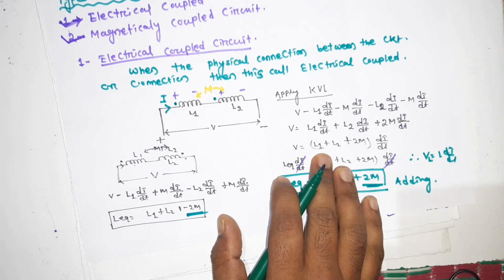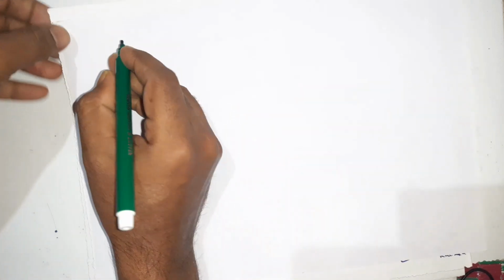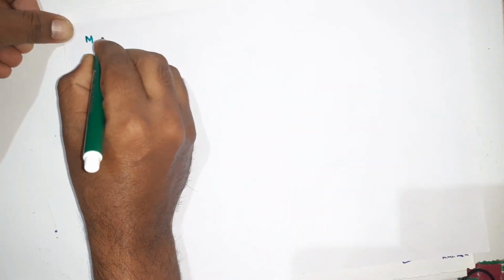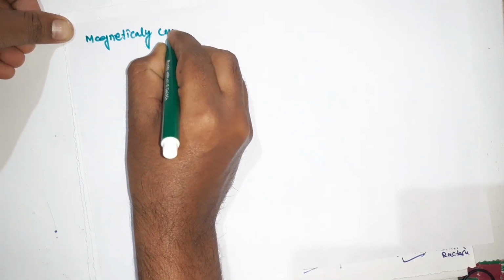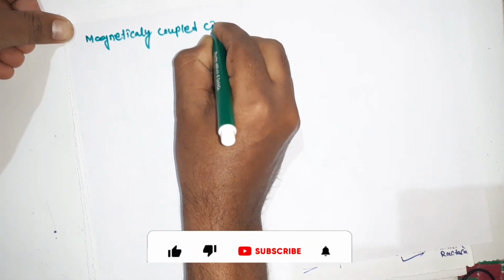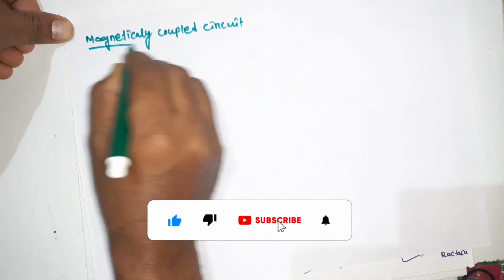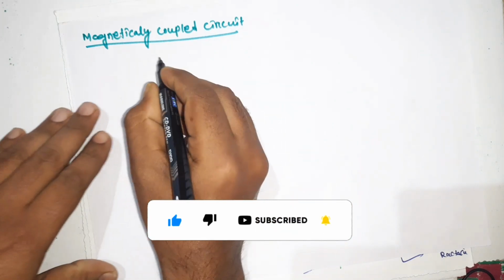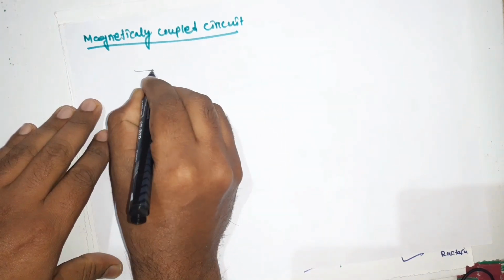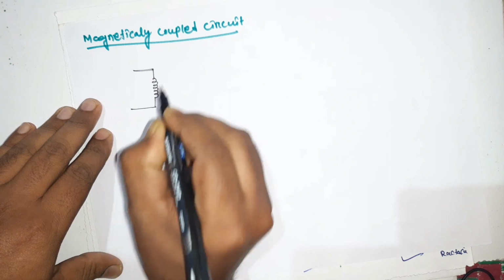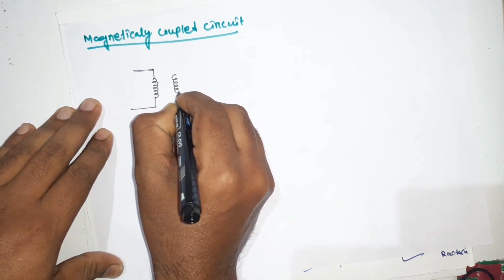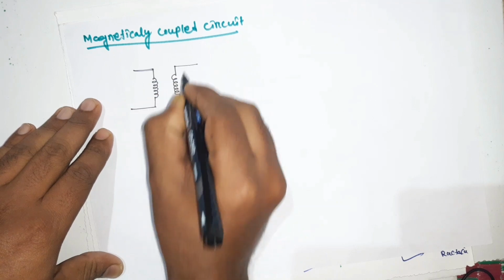What is the magnetically coupled circuit? When two coils or circuits have no physical connection between them, that is a magnetically coupled circuit.